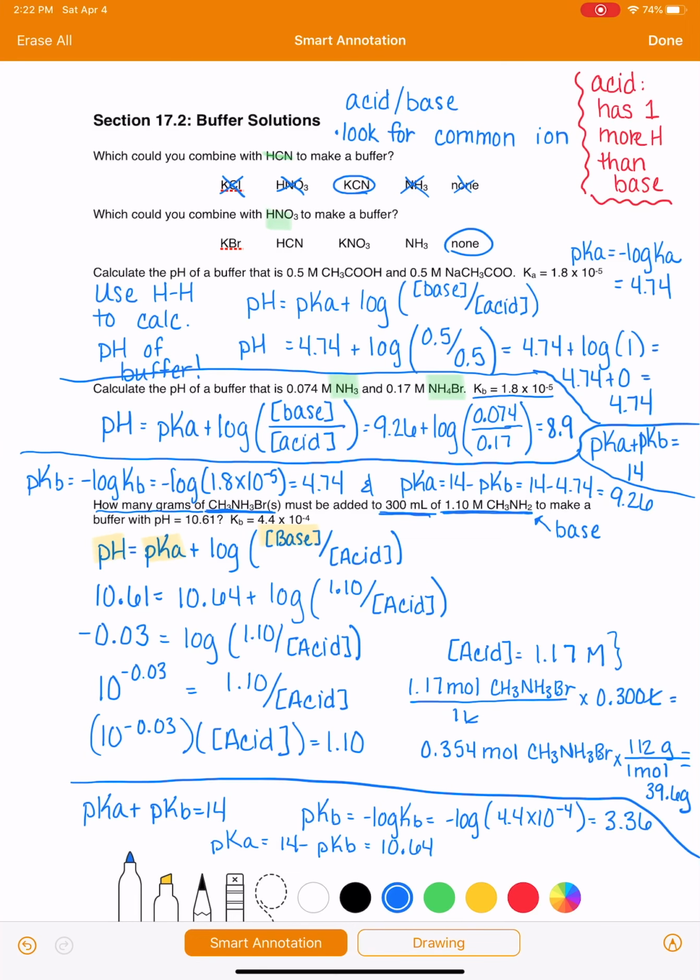So again, another really long problem. All of these buffer calculations, they take a long time. There's a lot of steps in them. Make sure you take really good notes about what to do in what order. Let's now take a look at what kind of problems are on ALEKS.